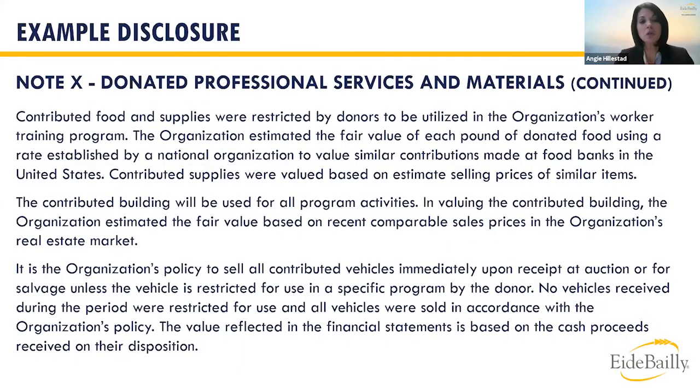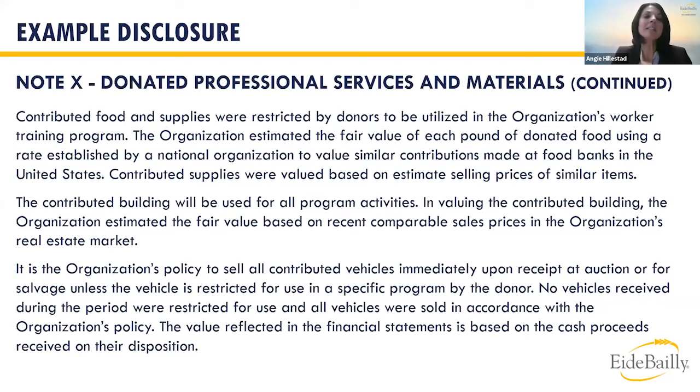The rest of this disclosure covers the contributed goods. So we had some contributed food and supplies, and we're saying here that we're going to use that in our worker training program, and that we estimated the fair value of each pound of food using a rate established by a national organization. So that's letting the reader know how we came up with that dollar amount that's included in that category. The contributed building is going to be used for all of the program activities, and then similarly talking about how we valued that contributed building.